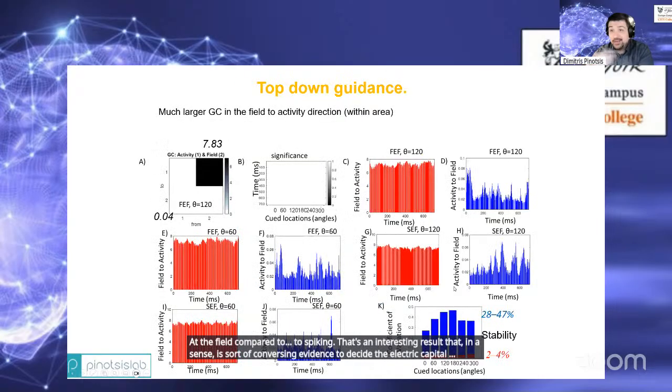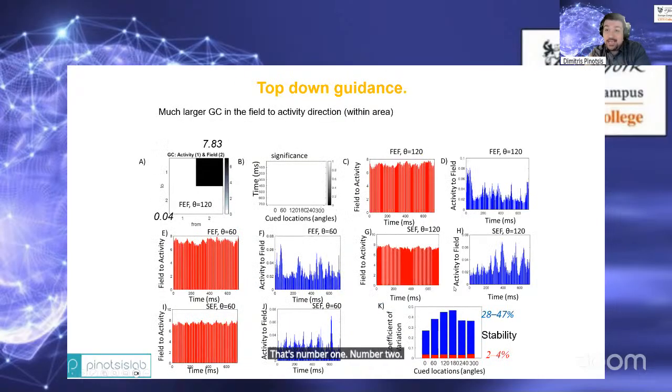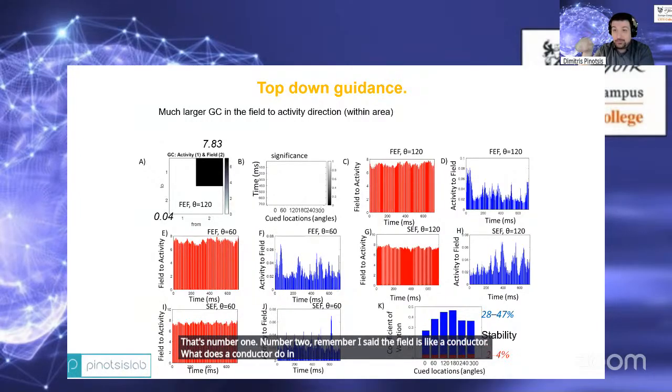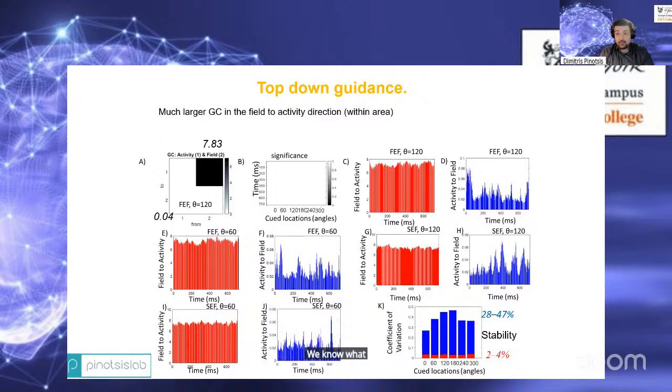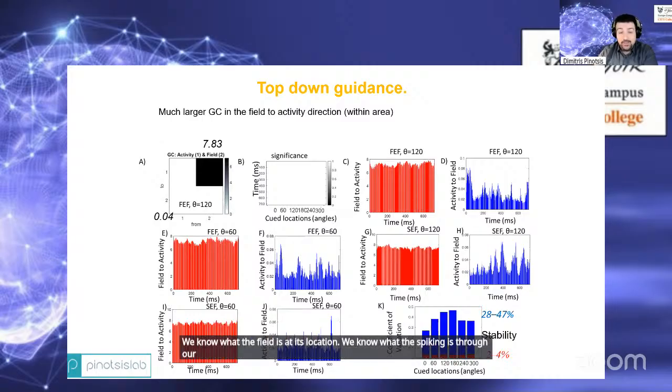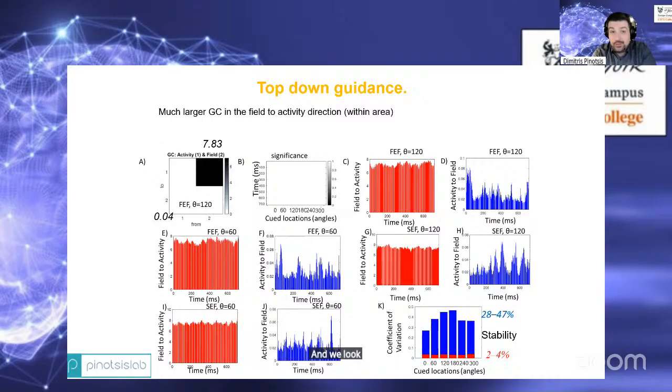That's number one. Number two, remember I said the field is like a conductor. What does a conductor do in an orchestra? It provides top-down guidance and stability. So let's look at guidance first. The way we look at guidance is by taking our field estimates. We know what the field is at its location, we know what the spiking is through our neural field model, and we look at Granger causality between the two.